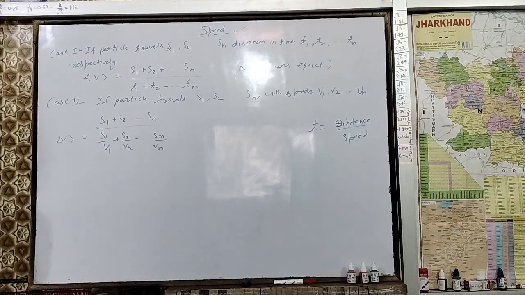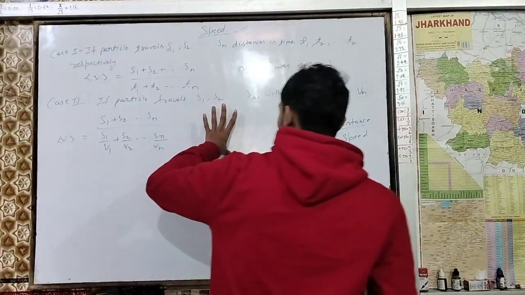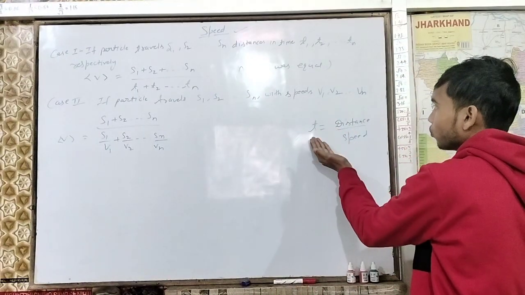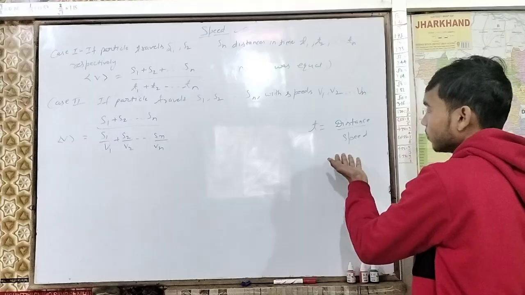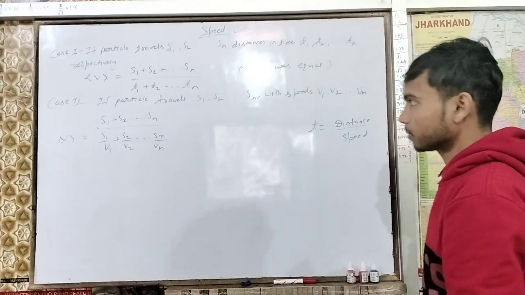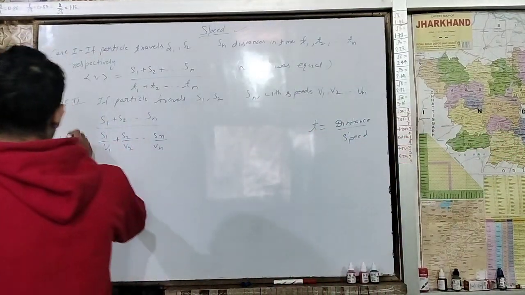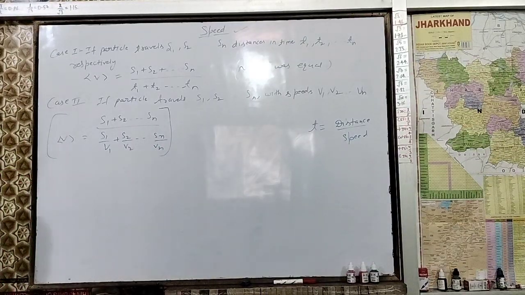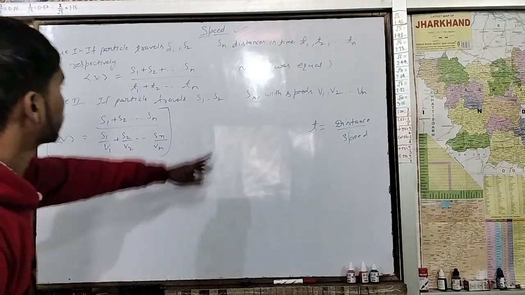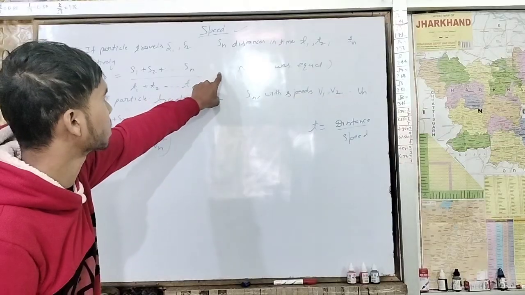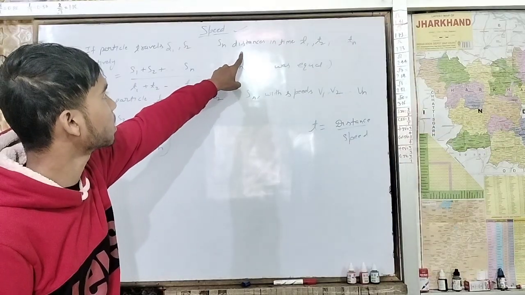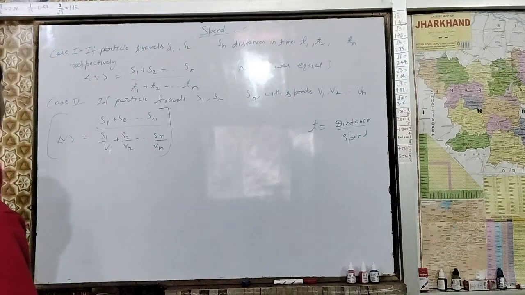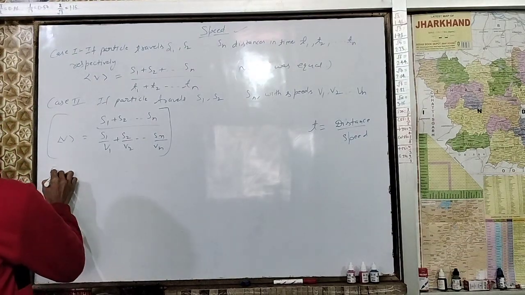Here, what is happening? Distance is given, velocity is given, but time was not given. So we just calculated time with the formula of speed, and the equation became this equation. Okay, this was the second case. What's the difference between these two cases? In the first case, distance was given and time was given, but in the second case, time is not given.